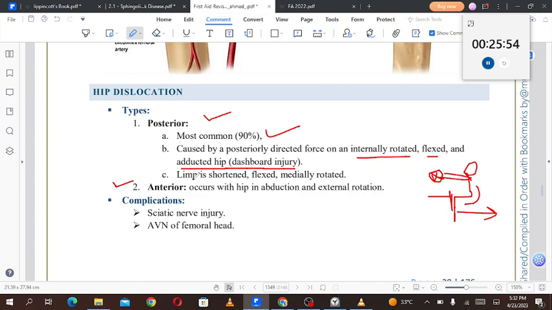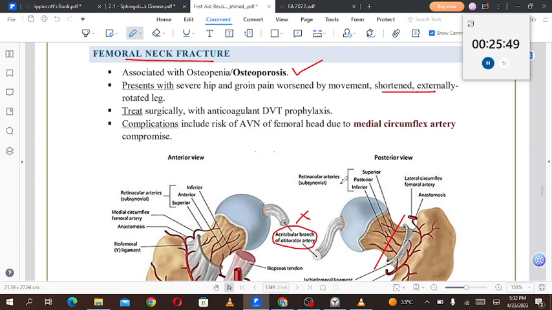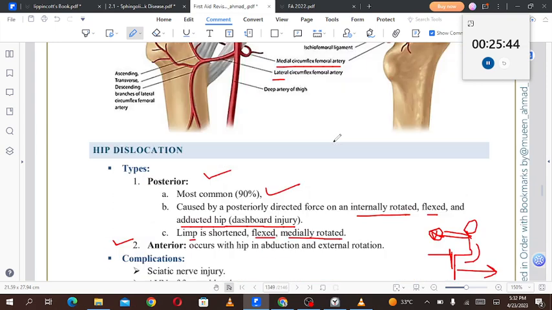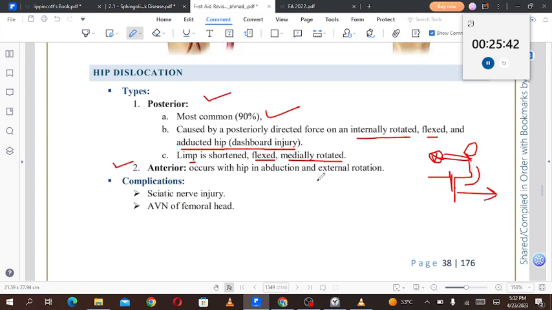The limb is shortened, flexed and medially rotated. Remember that in the femoral neck fracture we were talking about an externally rotated leg, and now in the hip dislocation we will find a medially rotated leg.